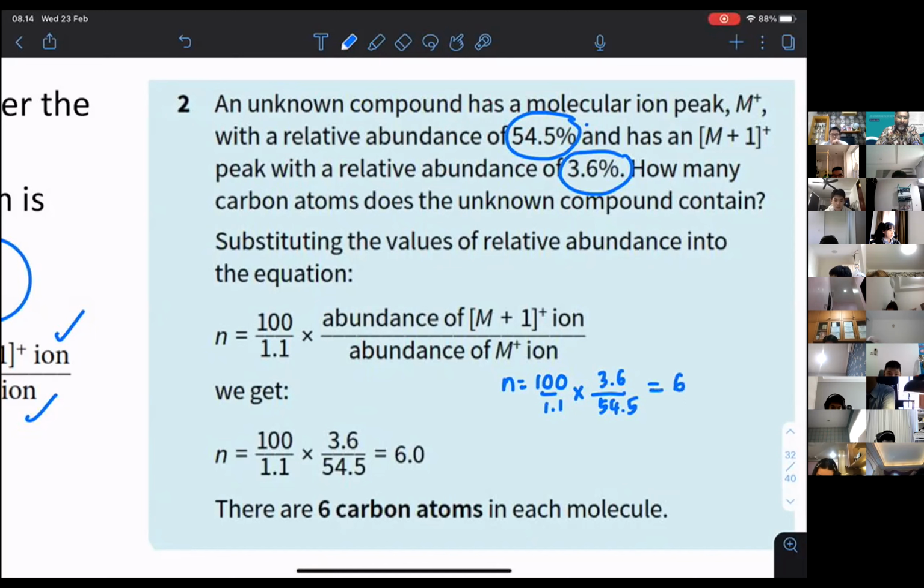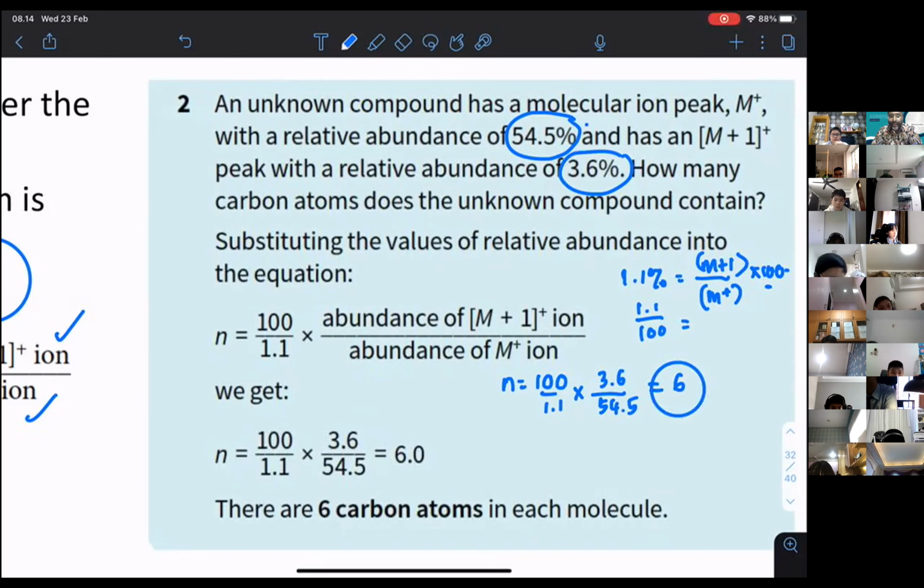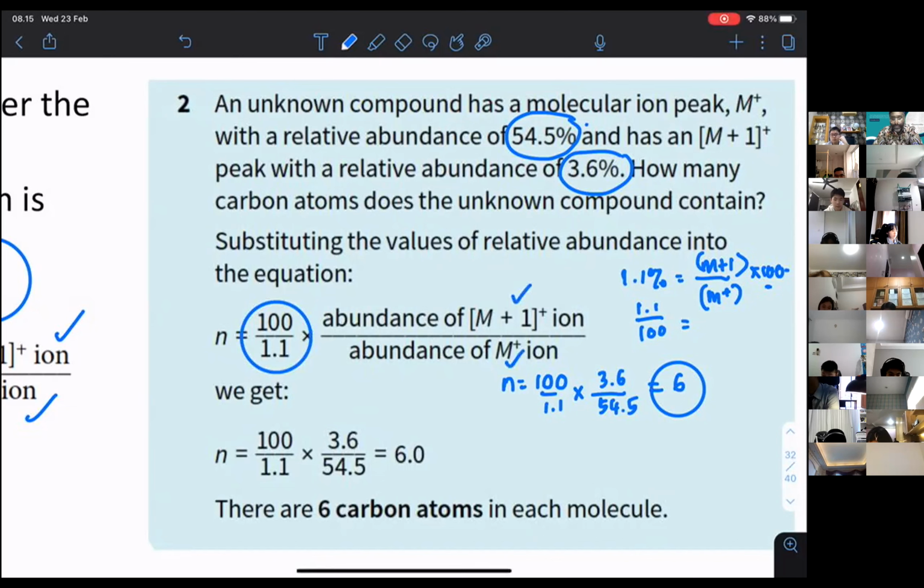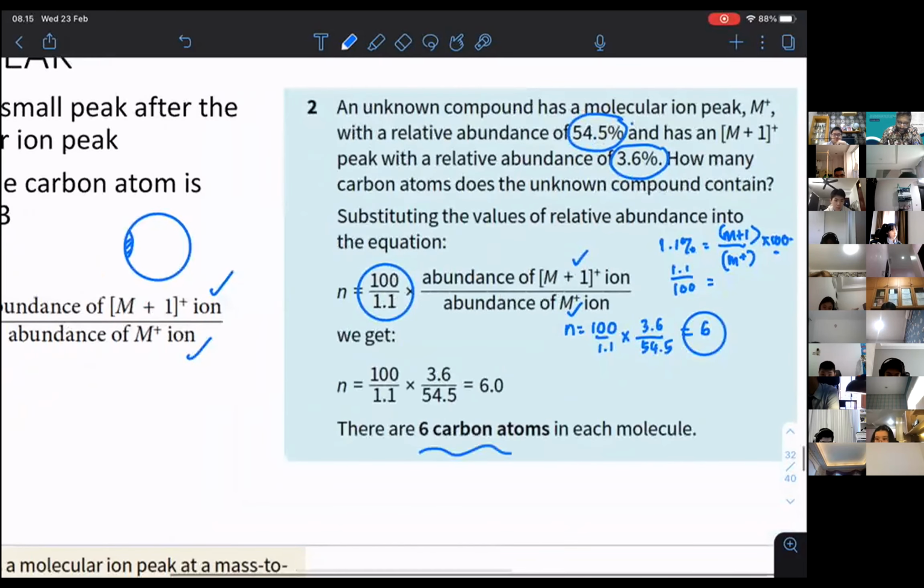How do we get this? Basically it depends on the 1.1%, which is counted from the abundance of M+1 divided by the abundance of M+, then times 100%. Using this information, you can actually get the formula. Let's not focus on deriving it, as I'm not prepared for the derivation. What is important here is 100 divided by 1.1, not 1.1 divided by 100. So 100 divided by 1.1, M+1, followed by M. That helps us identify the 6 carbon atoms.